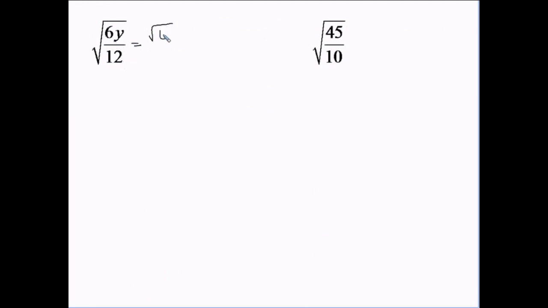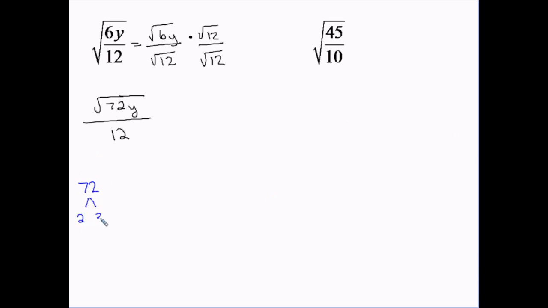6y over the square root of 12. So I'm going to multiply both of these by the square root of 12 over the square root of 12. And I'm going to get the square root of 6 times 12 is 72 over 12. And I'm going to see if I can factor that 72. And 36 is a perfect square. It's 6 times 6. So this is going to be 6 times the square root of 2y over 12.